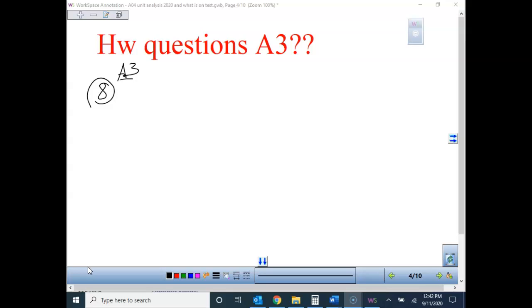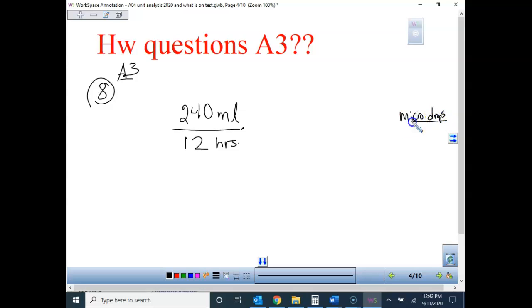When you take a look at number 8, they started off and told us 240 milliliters in 12 hours. Then they tell us that we want our answer in micro drops per minute. So the first thing we want to decide: time or liters? Which one do you want to change first?